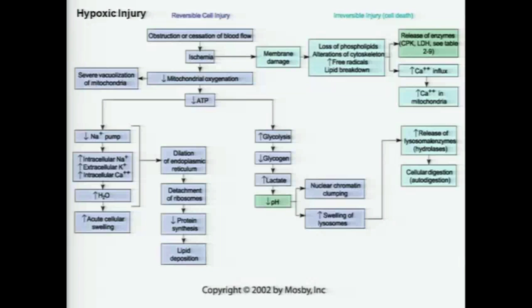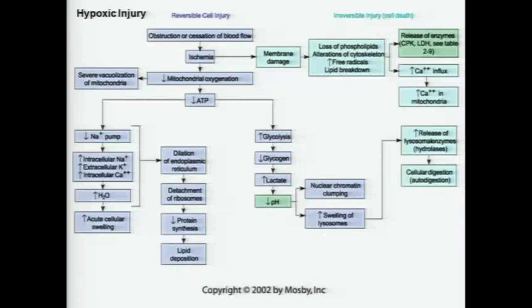First off, at the top here, we get obstruction or cessation of blood flow. So blood flow is limited, which creates ischemia. Now, immediately, the first result is we have less oxygen going to that tissue. There's less oxygen being delivered to the mitochondria, the site where oxygen is actually consumed. So the reduction in mitochondrial oxygenation reduces ATP production. That's that crisis of energy. Our ability to produce ATP goes down dramatically.